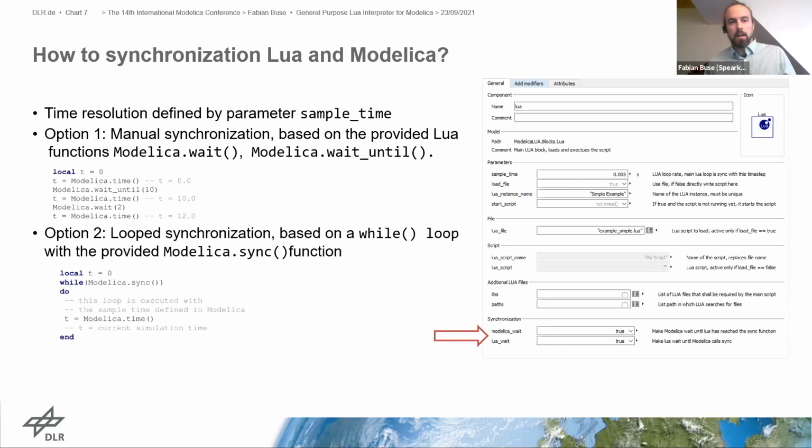The second option is to use loop synchronization, somewhat inspired by how you write Arduino code. So you have that while loop, and everything above the while loop is your setup, your initialization, and everything within the while loop is executed once per sample time. And then you have these two synchronization options, Modelica wait and Lua wait, that specify if one should wait for the other. And if both are set to true, it is made sure that even if one of the two runs very slow, they both exit and start this while loop at the same time. And with that, you can do most things that you would desire.